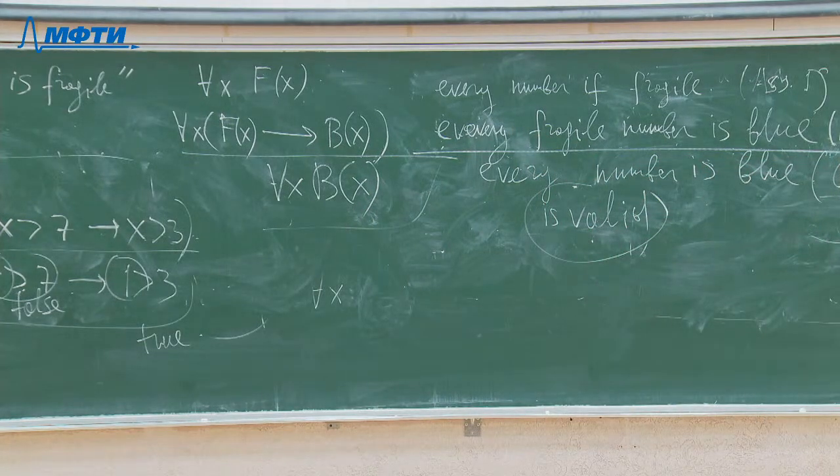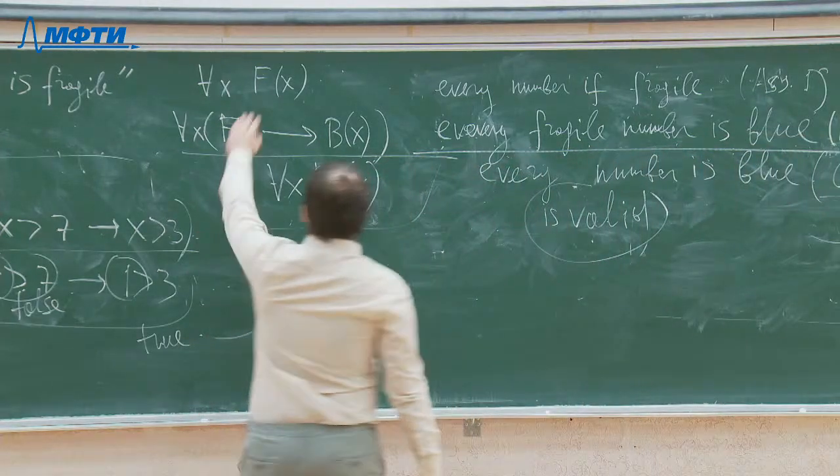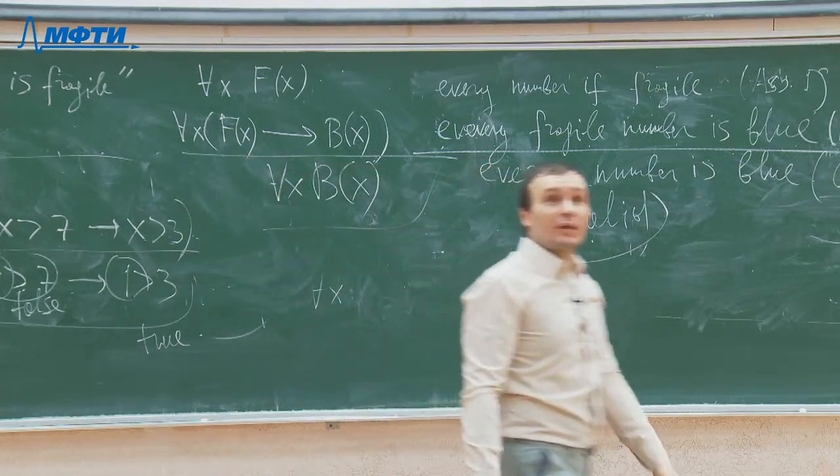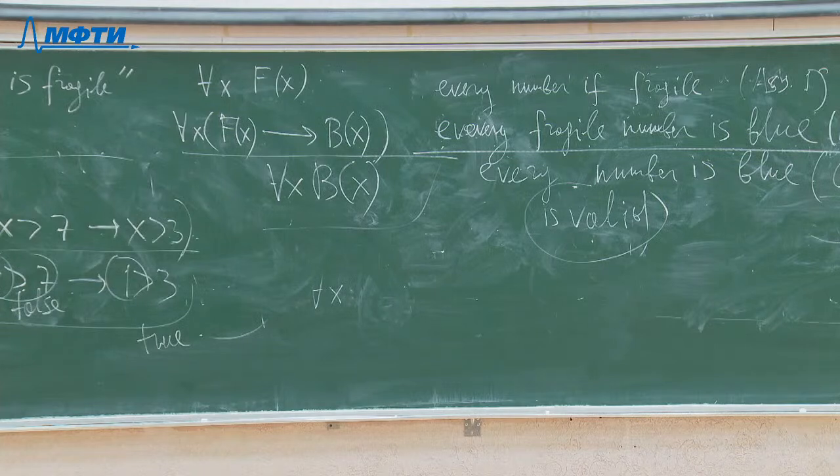And we see that it is logically valid. Whenever this one is true and this one is true, then this one is true. And now let's prove that it is logically valid.